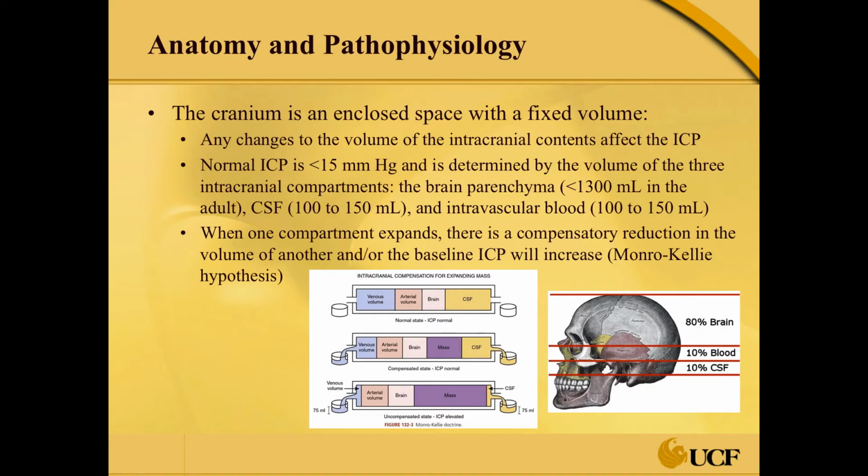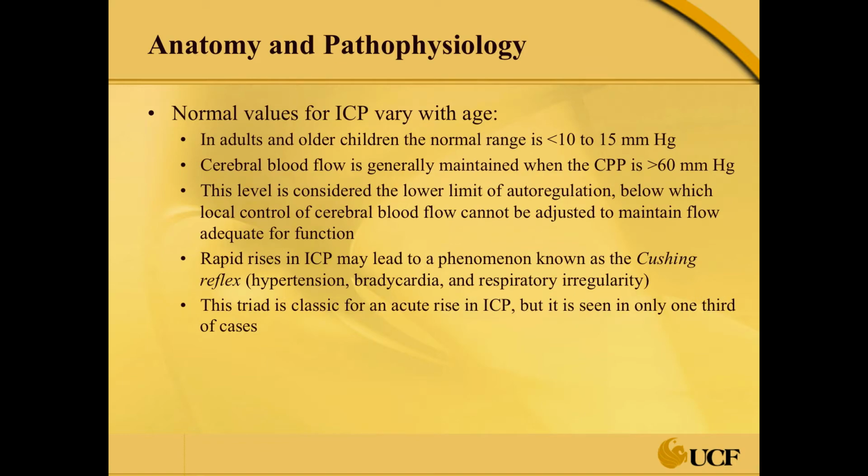Normally it's less than 15, and it's determined by the volume of those three compartments, so the brain, the CSF, and the blood. When one compartment overloads another, you get compensatory reductions in the volume of one of the others, or your baseline ICP increases. And this is called the Monro-Kellie hypothesis. Probably not so much a hypothesis anymore. Normal values for ICP range with age, with kids about 10 to 15, and then cerebral blood flow is generally maintained when the CPP is greater than 60.